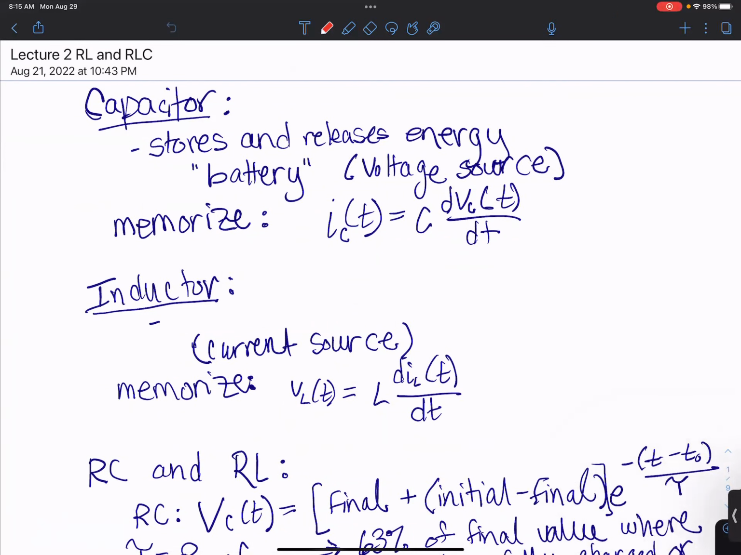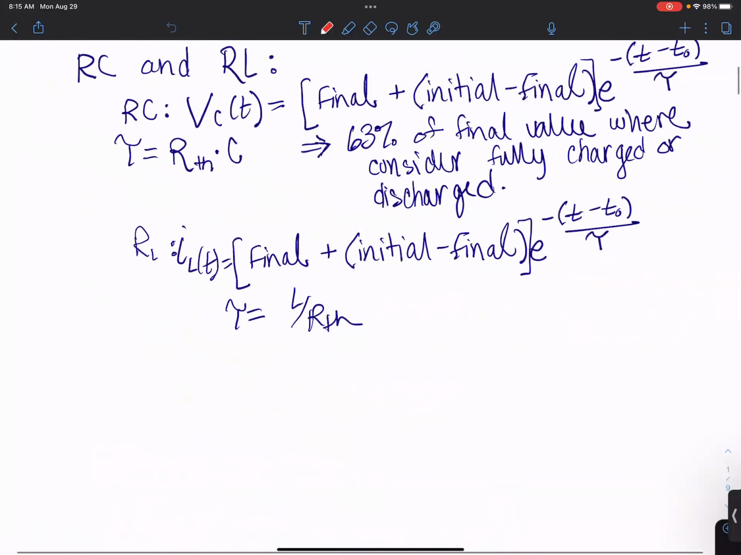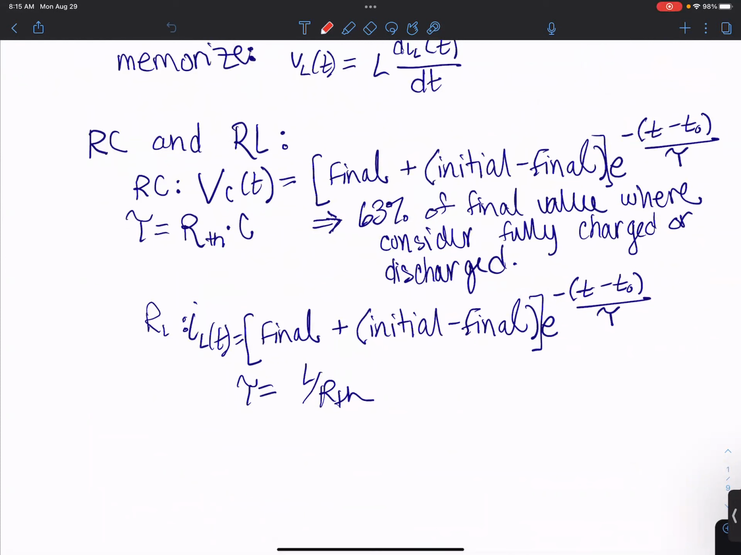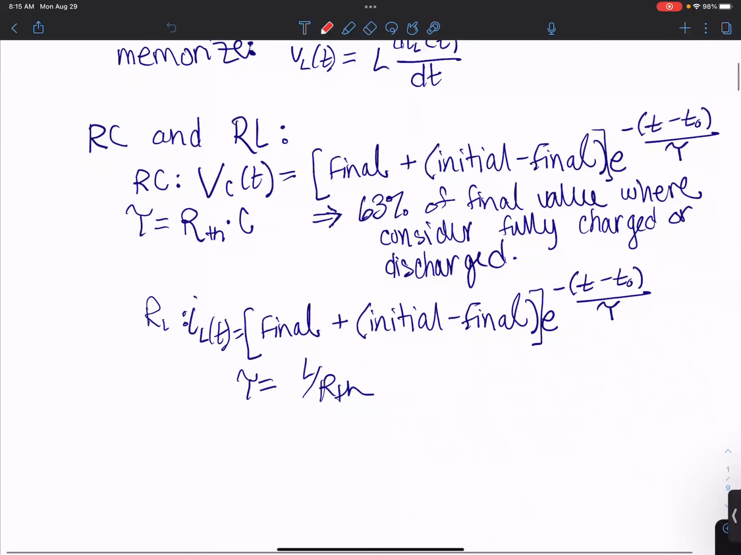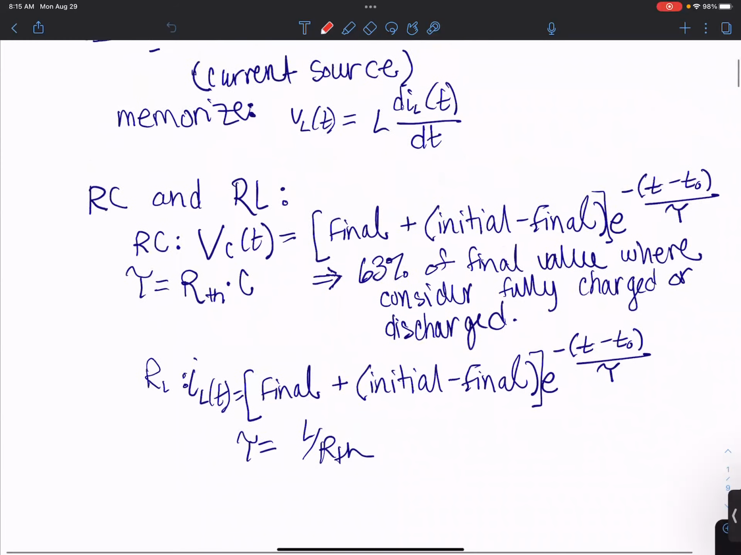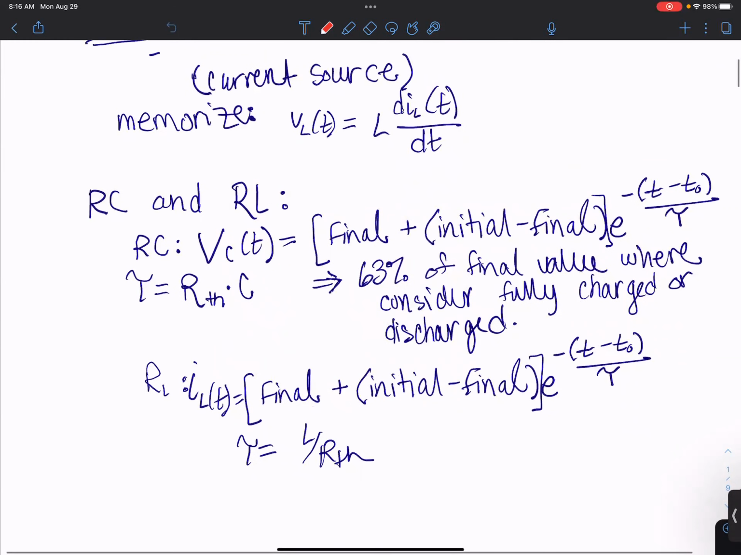Last time we talked about the capacitor and inductor. This was the short review of what we went over. Then we went through problems on finding the final circuits and the initial circuits to determine the general solution for an RC and RL circuit.